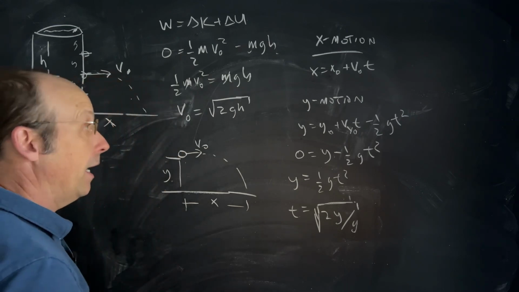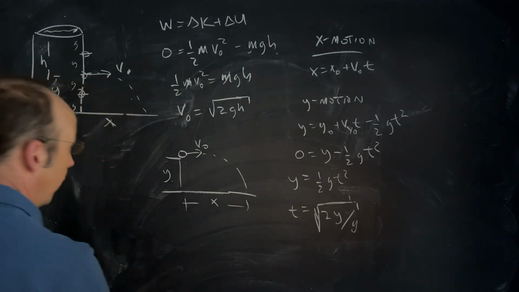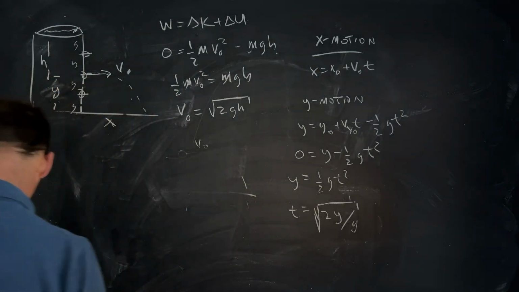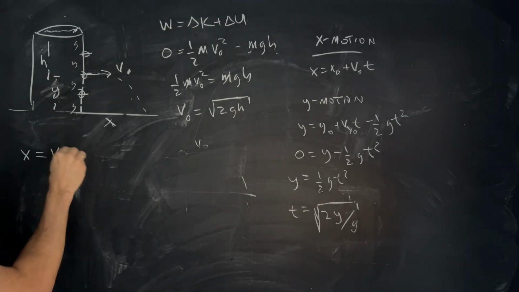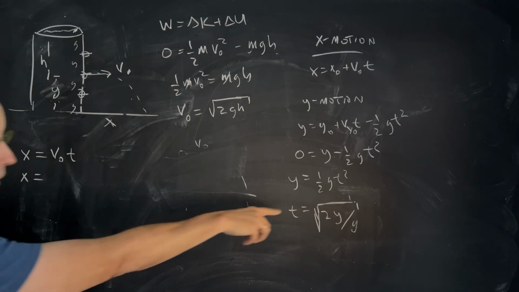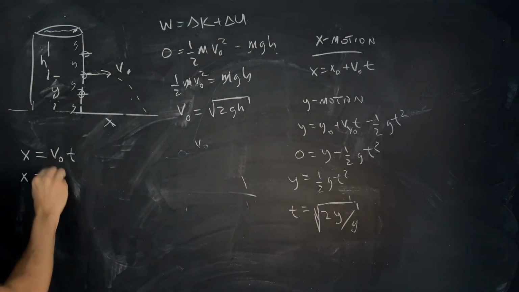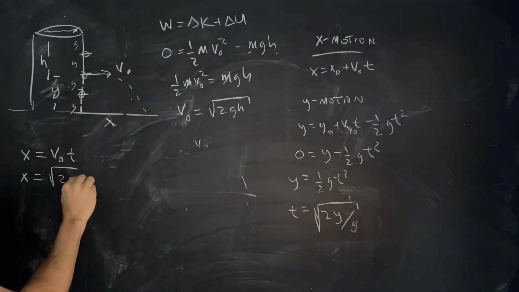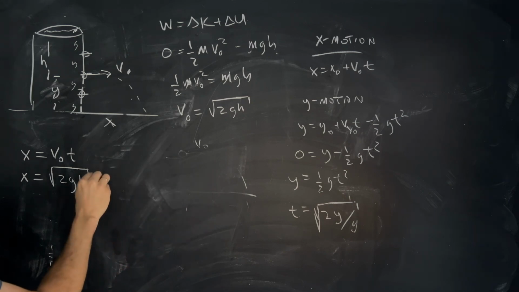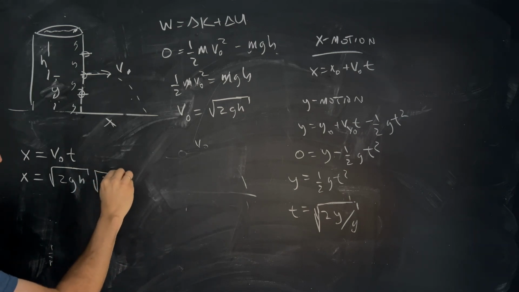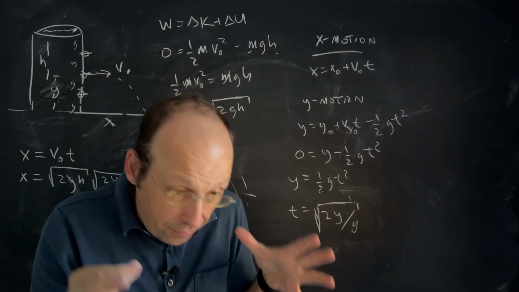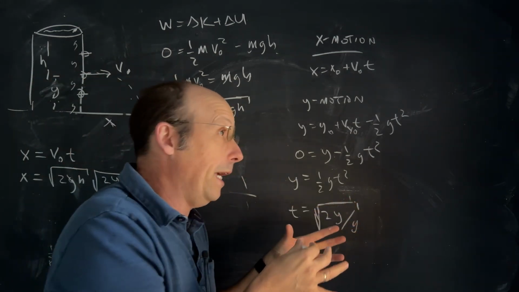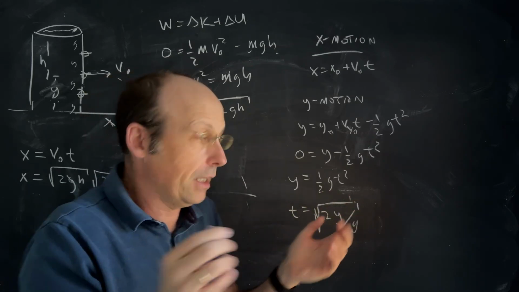Now I can put those two things together. So x is v0 t. Well, v0 is the square root of 2gh, times the square root of 2y over g. Look what happens right there: the g's cancel, which is kind of interesting. It says if you take this cylinder and put it on another planet, it's going to shoot the same distance. That's kind of cool.